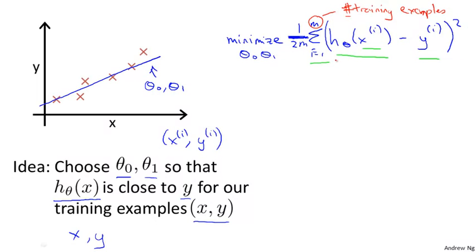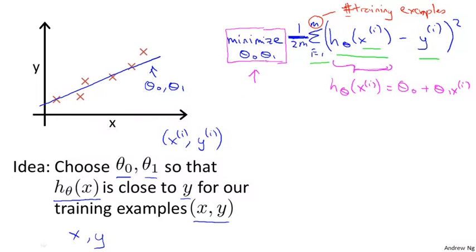this expression in here, h subscript theta of x, this is our usual, that's equal to theta 0 plus theta 1 x i. And this notation, minimize over theta 0 and theta 1, means find me the values of theta 0 and theta 1 that cause this expression to be minimized. And this expression depends on theta 0 and theta 1.